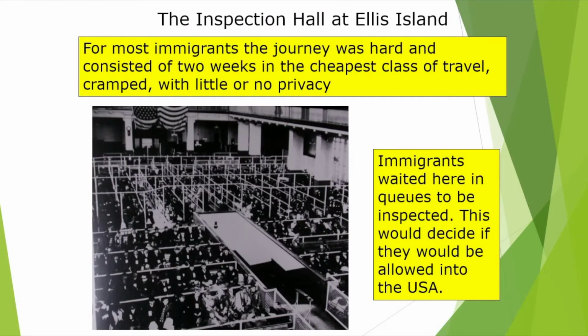Now, upon arrival at Ellis Island, the immigrants were placed into an inspection hall, and the migrants had experienced a difficult journey. Often these people weren't the first-class passengers that you would have seen in the film Titanic and at the start of the lesson with the image of Rose, but they were much more likely to be the likes of Jack, the working-class people who had saved up all their money to travel and had spent 2 weeks in cramped accommodation with little or no privacy. When they arrived at Ellis Island, they were placed into queues for inspection, and this would decide if they were allowed into the USA.